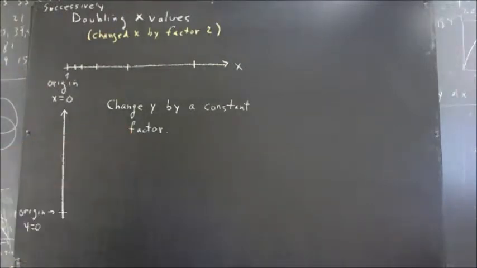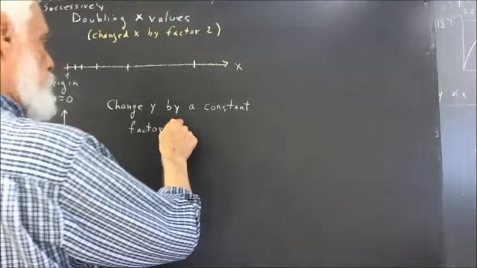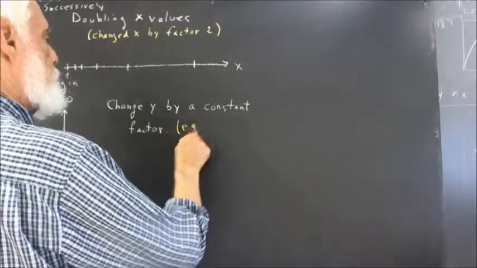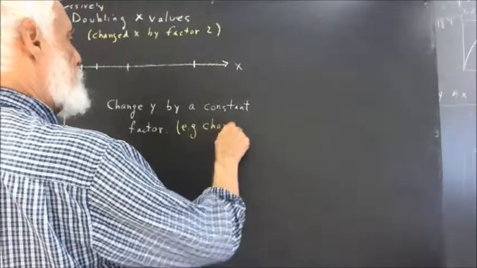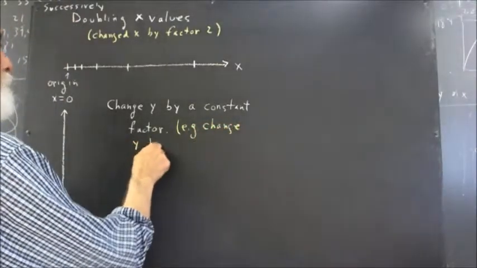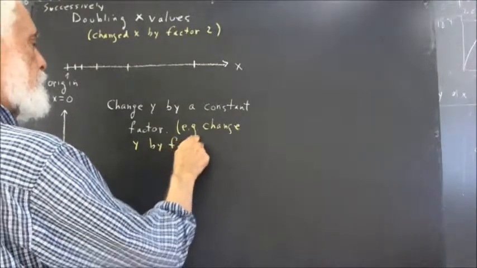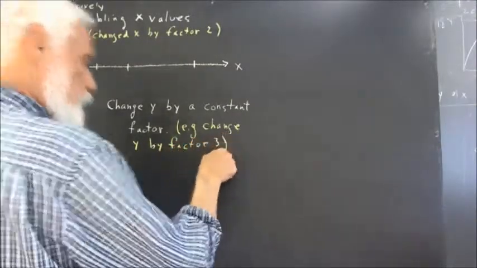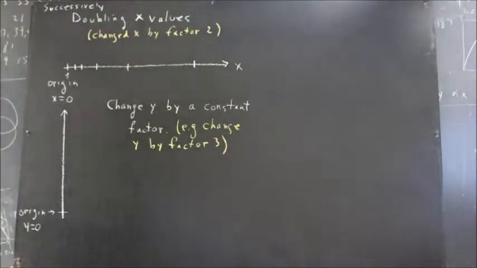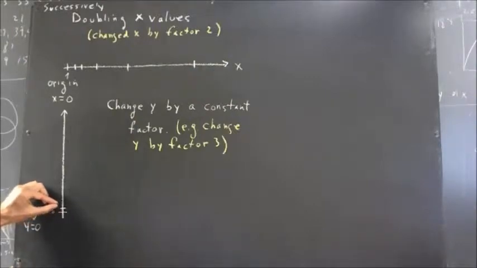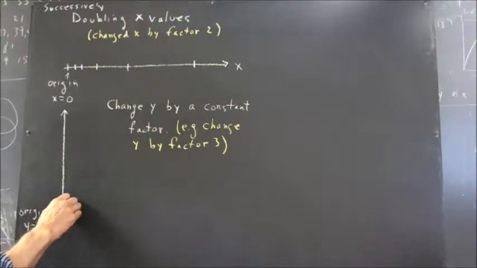Okay, well, let's change y by some factor. Let's change y by factor 3. So, for example, we change y by factor 3. So we can just start with some small value of y. And now we want to find another y that's 3 times further from the origin. Well, one way to do that is just kind of use our fingers. That looks like it's about 3 times as far.